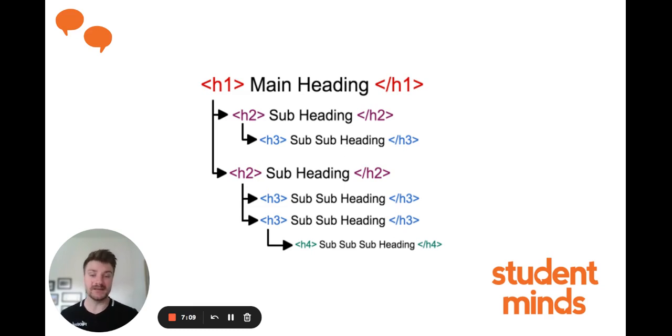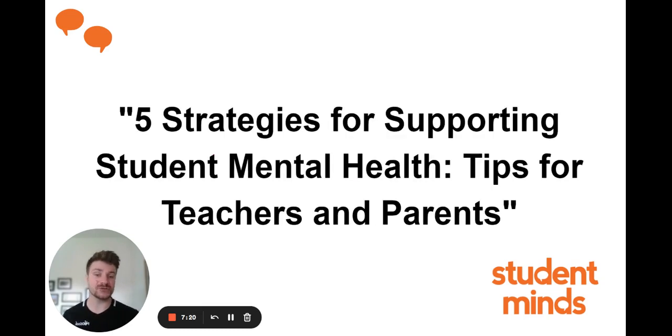It'll look a little bit like this. I asked ChatGPT to give me some examples of good article titles that incorporate the SEO keyword student mental health, and this is what it came up with. 5 strategies for supporting student mental health, tips for teachers and parents. In this example, the title includes the SEO keyword student mental health in a clear and descriptive way that accurately reflects the content of the article.